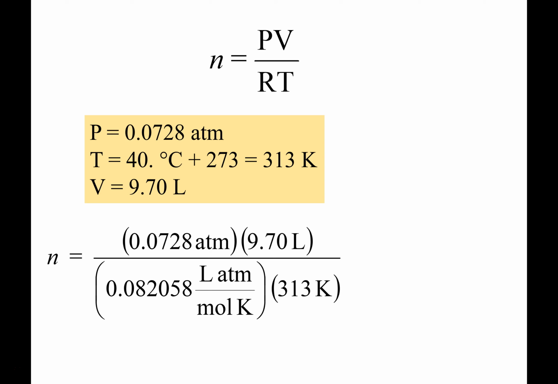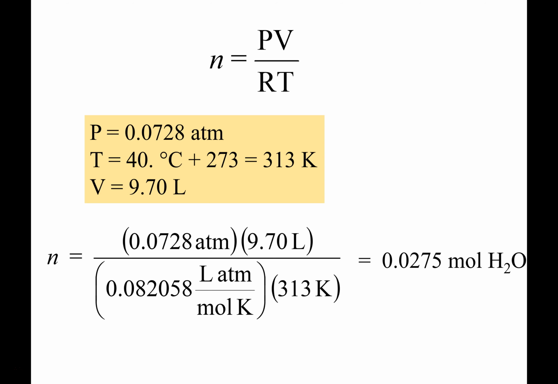In the denominator, we have our ideal gas law constant, 0.082058. Units of R are liters atmospheres per mole Kelvin. Also in the denominator is our temperature, 313 Kelvin. Looks like we're allowed 3 sig figs. So the number of moles of H2O at equilibrium, given that volume and that temperature, is going to be 0.0275 moles of H2O.